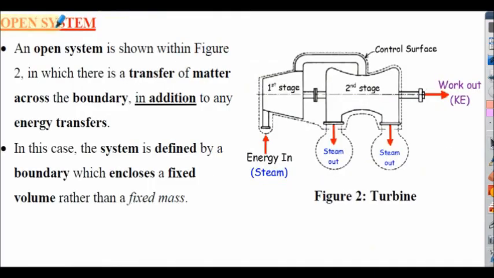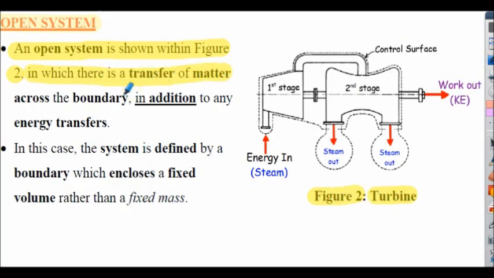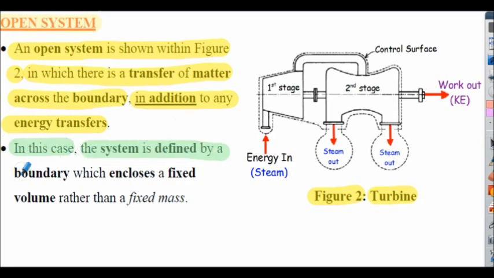Let's consider an open system. An open system is shown in figure 2, which diagrammatically shows a turbine, in which there is transfer of matter across the boundary, in addition to any energy transfers. In this case, the system is defined by a boundary which encloses a fixed volume rather than a fixed mass. Here's the boundary, also referred to as the control surface.